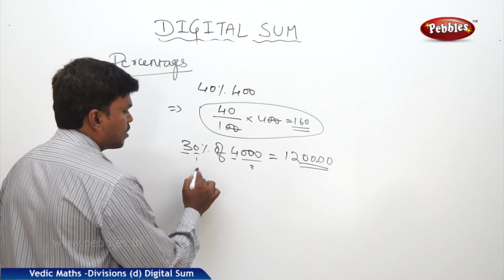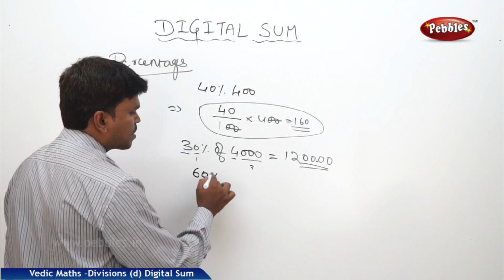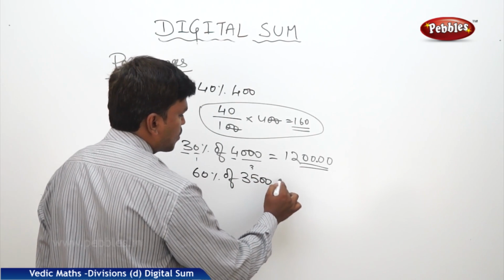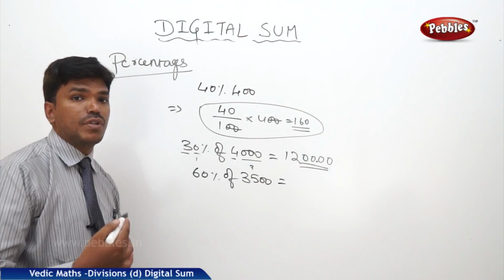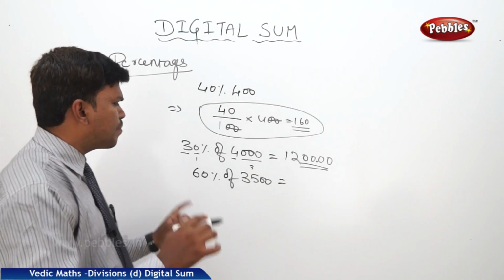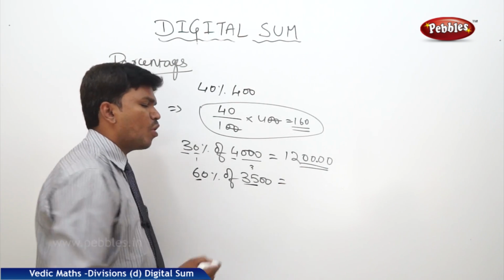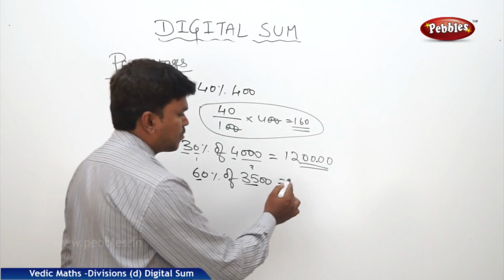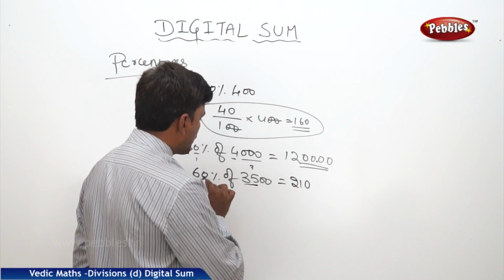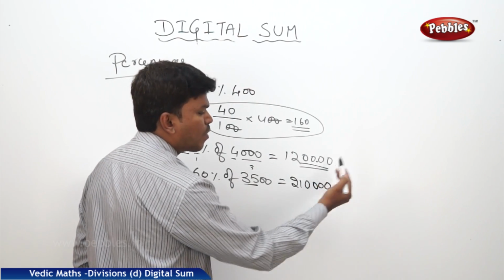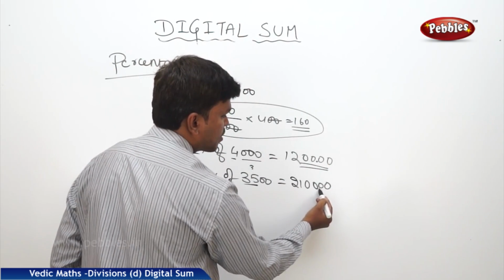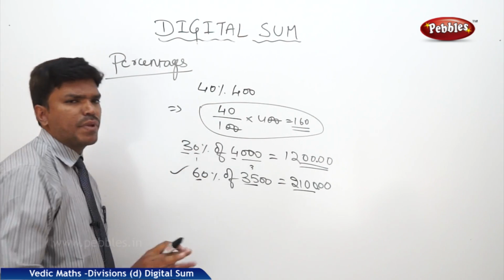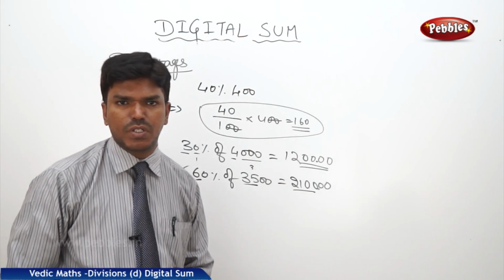Similarly, say I need 60% of 3,500. How will you calculate? You simply do one thing. 35 6 times. How much is 35 6 times? 180 plus 30, 210. How many zeros? 3 zeros. So put a decimal point after 2 digits from right. That is 2,100, my answer. Simply, no need of using this much big formula.